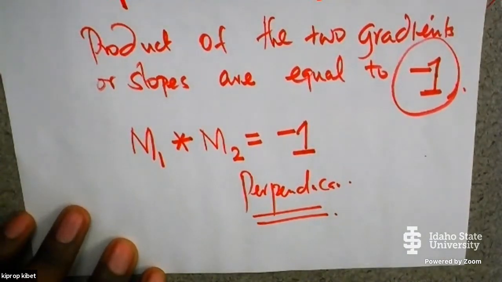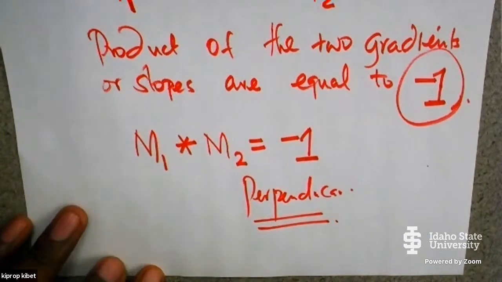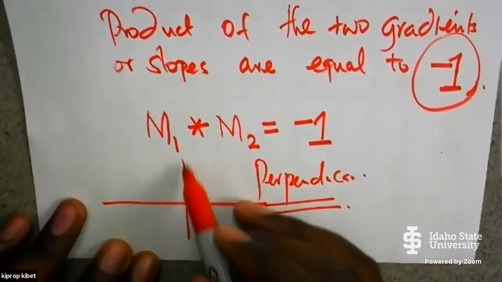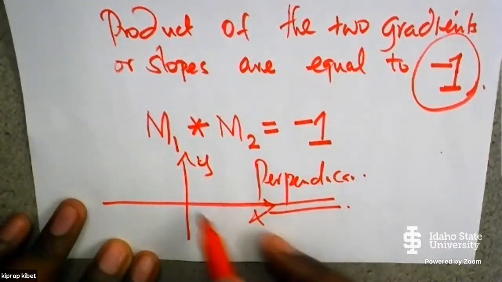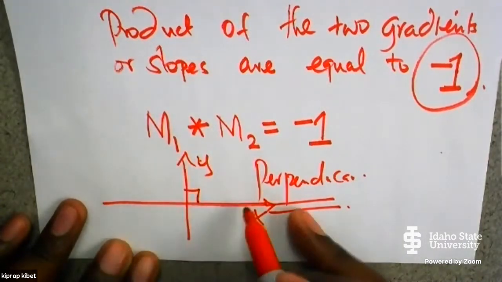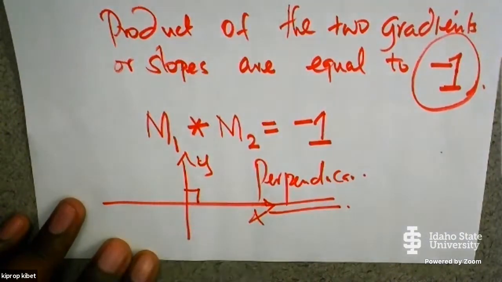The vertical and the horizontal lines are always perpendicular, because they meet at 90 degrees. So this is y and this one is x. So this is always perpendicular.